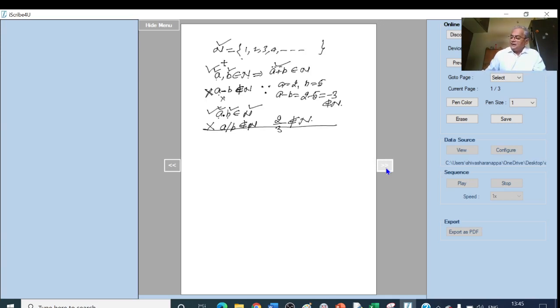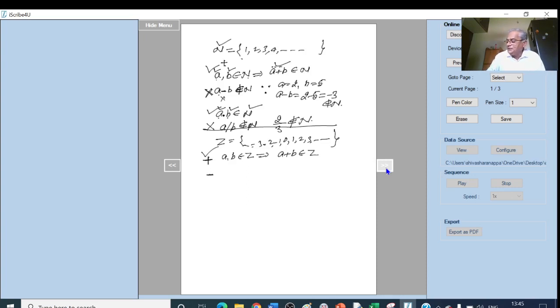Next, I will change the set here: Z equals, this is the set of integers 0, 1, 2, 3, 4 up to infinity, minus 1, minus 2, minus 3 up to minus infinity. This is our Z. Again, if I go to plus here, if A and B belong to Z, A and B are any two integers, what about A plus B? Again, this is an integer, that is, A plus B belongs to Z. So plus is a binary operation.